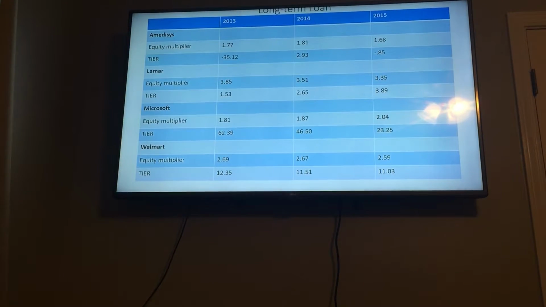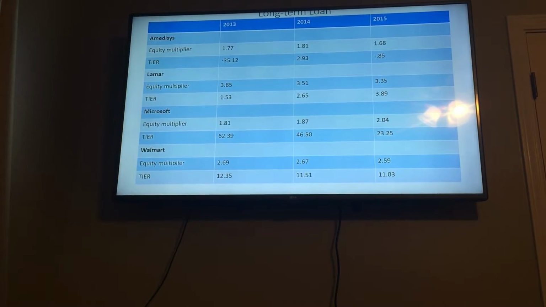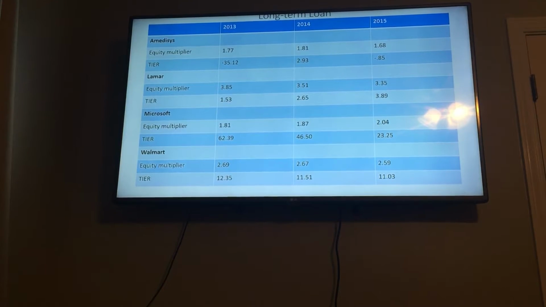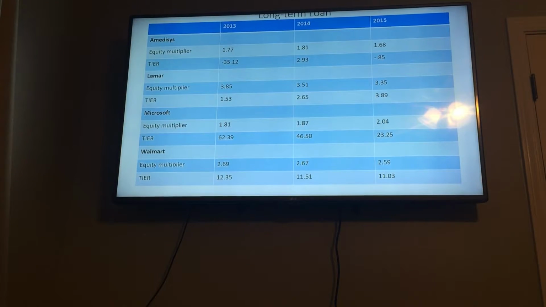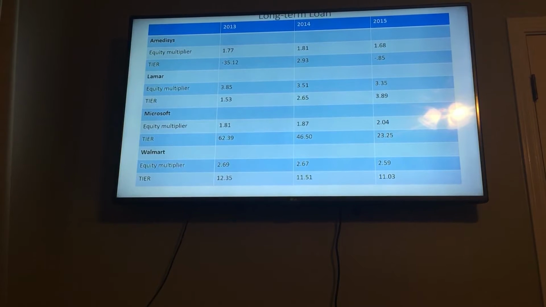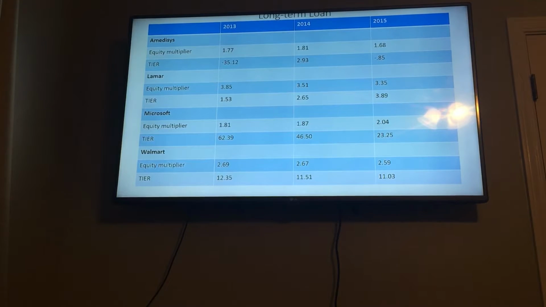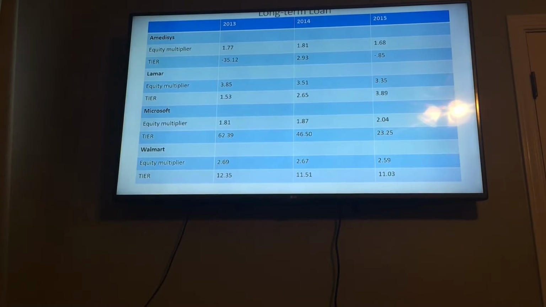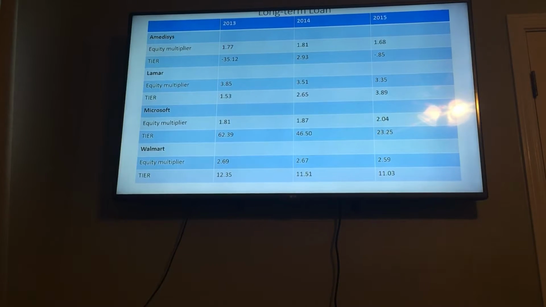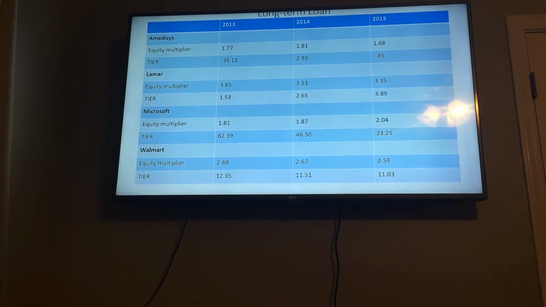Walmart also shows a decrease in equity multiplier and the times interest earned, but again, it's nothing too big. It's 2.69 to 2.67 to 2.59. That's not all that bad. Even though it's a little high, it's still not going to make that big of a difference.